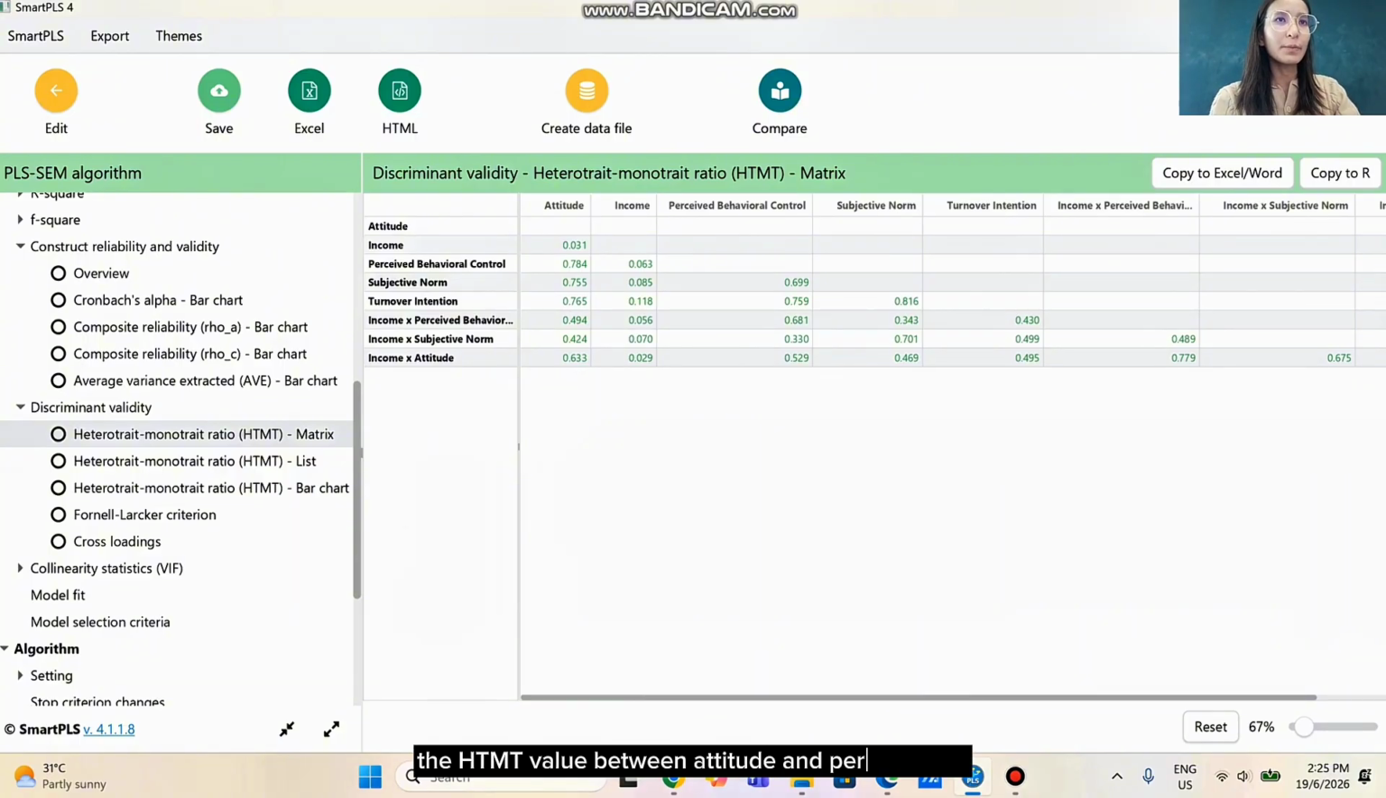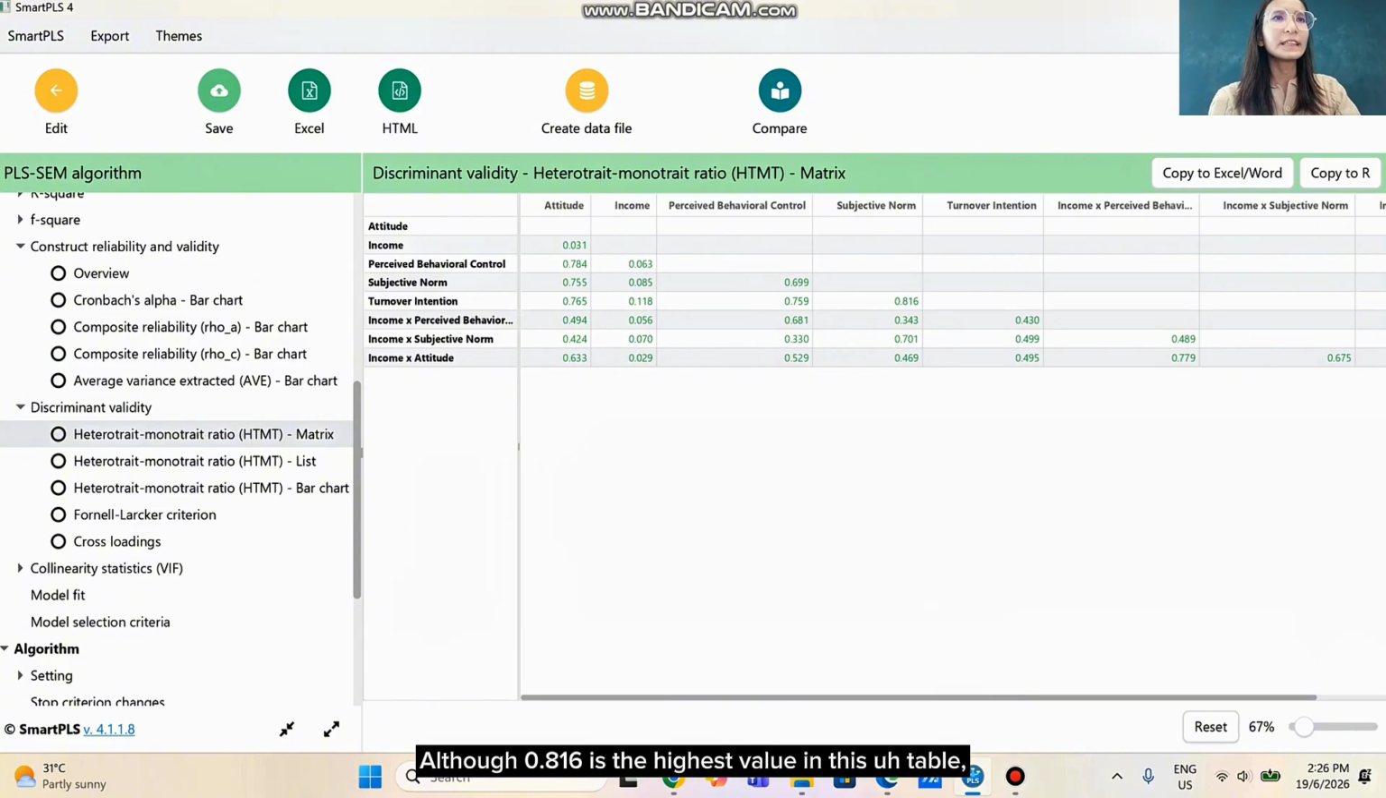For example, the HTMT value between attitude and perceived behavioral control is 0.784. The value between attitude and subjective norm is 0.755. And the value between attitude and turnover intention is 0.765. For perceived behavioral control and turnover intention, the value is 0.759. For subjective norm and turnover intention, the value is 0.816.